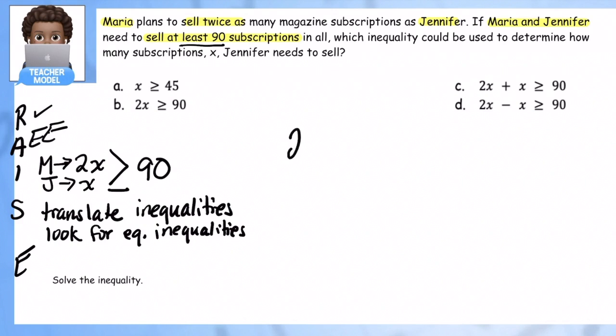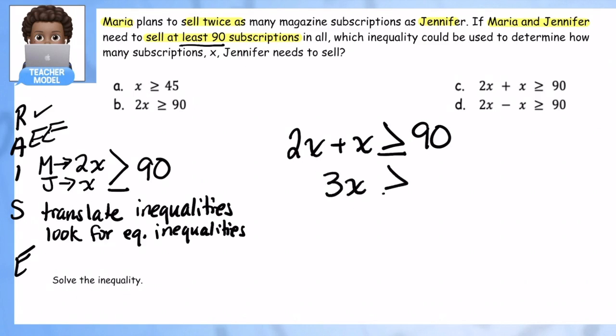My inequality is going to be 2x plus x is greater than or equal to 90, because it's what they both sell together. So that's one inequality. I can combine like terms to get 3x is greater than or equal to 90. Or I can isolate the variable, just get x by itself. How? If I just divide both sides by 3, I will get x is greater than or equal to 30. So these are 3 possible inequalities.